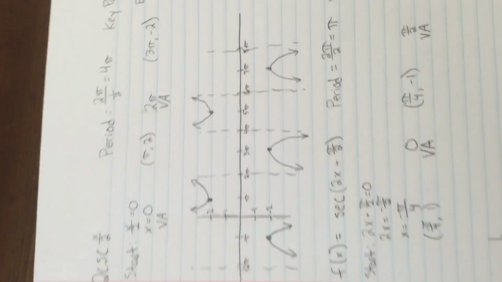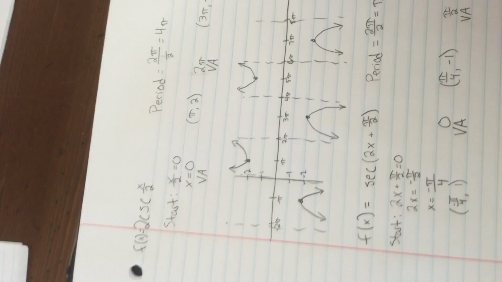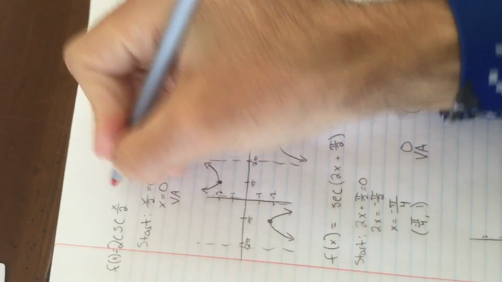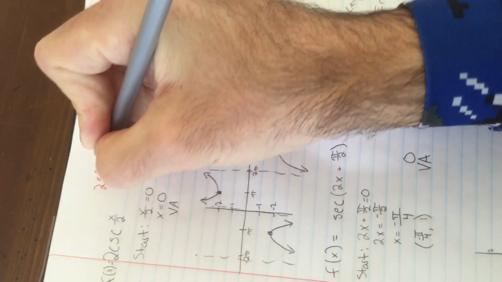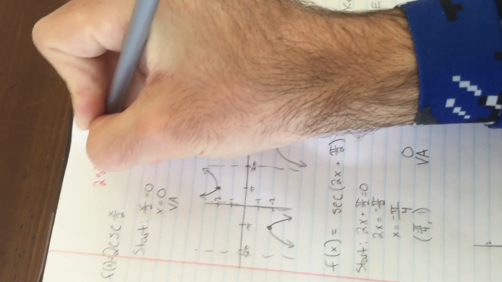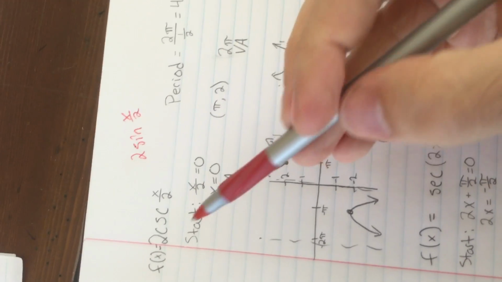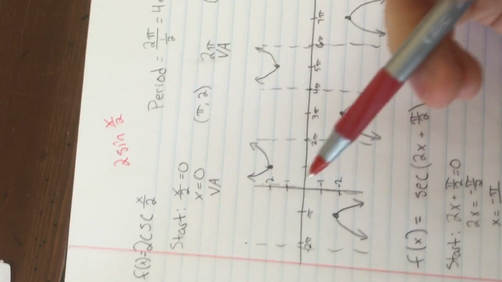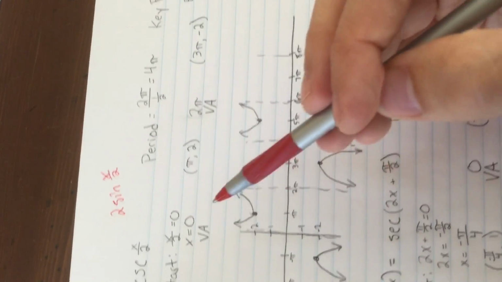Another way you could have done this, I'll just do this for this one. 2 cosecant x divided by 2. You could have thought of this and tried to graph 2 sine x over 2. Okay. And this is going to be the reciprocal of this. So if I were to graph this here, period is going to be the same thing that I did. Key points are going to be at the same values.